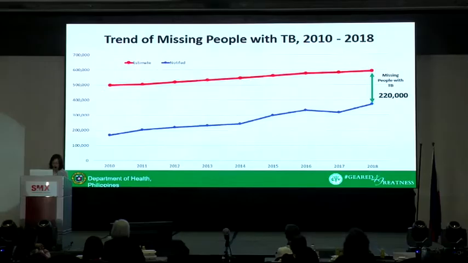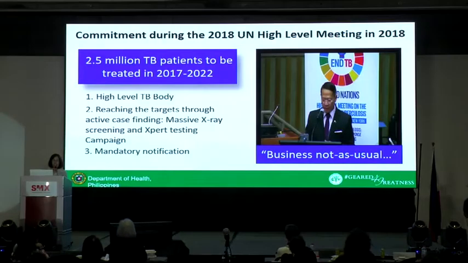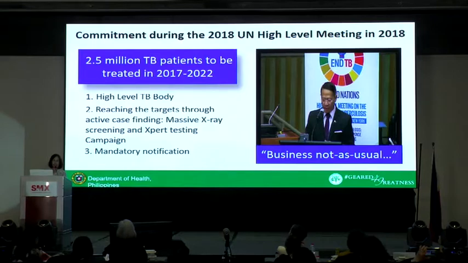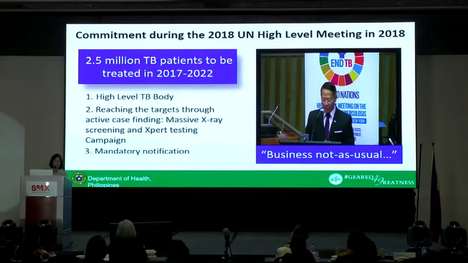But with this accomplishment, we are still missing about 220,000 TB cases. So we need to find them if we really have to end TB by 2035. And during the UN high-level meeting last year, our country committed to find 2.5 million TB cases. So we need to find them if we have to decrease our incidence rate. And it means all of us should contribute to this accomplishment.